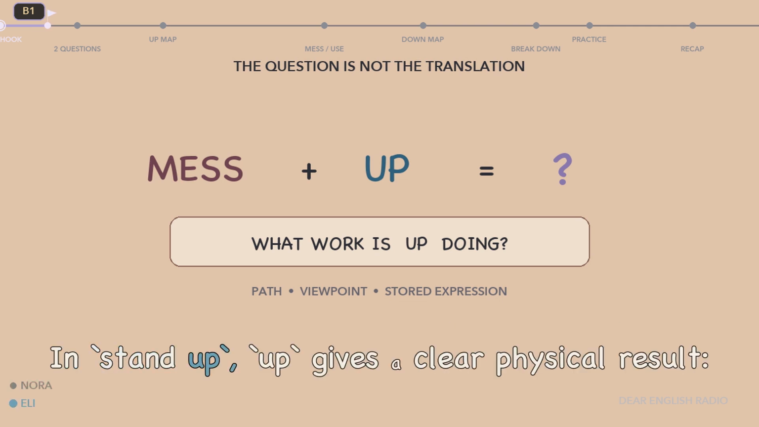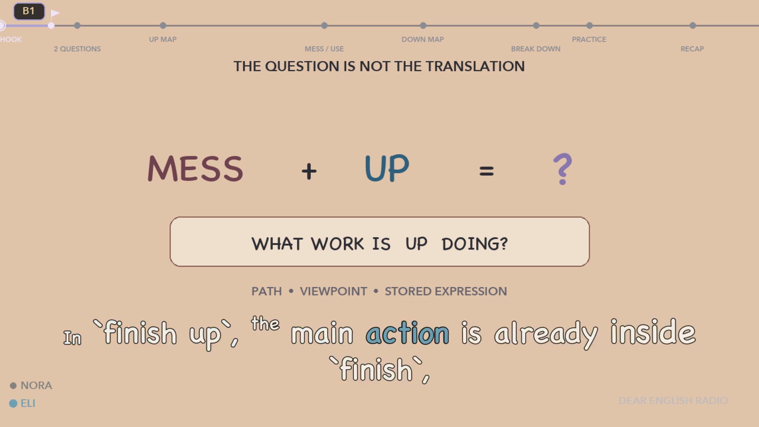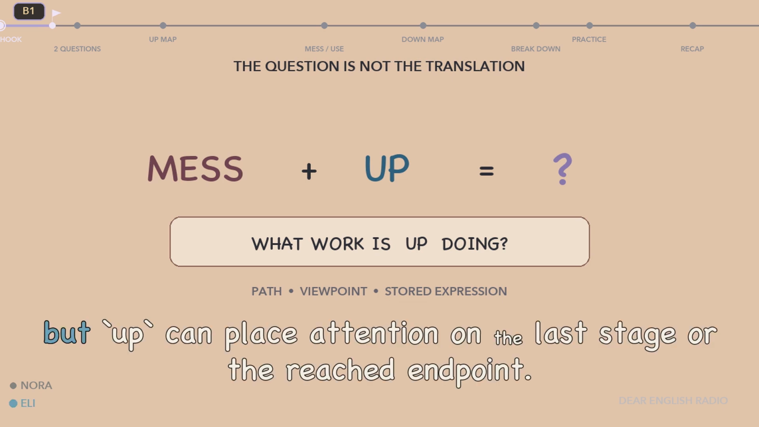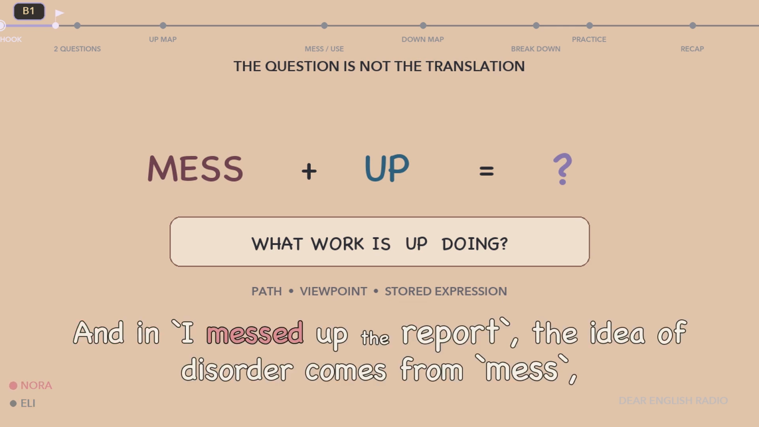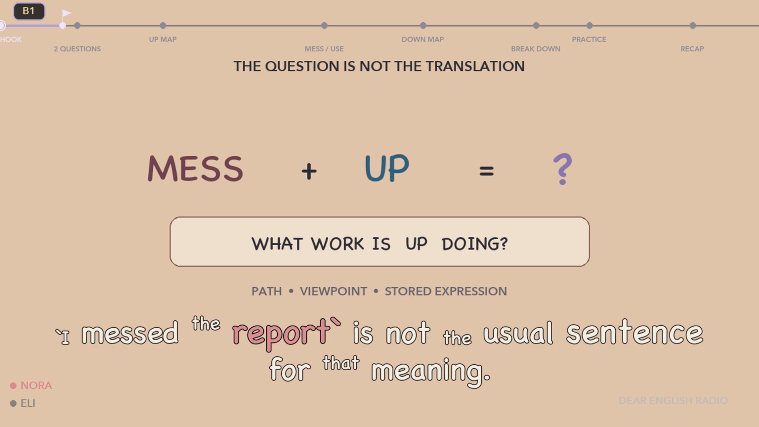Standing up gives a clear physical result. The body becomes upright. In "finish up," the main action is already inside finish, but up can place attention on the last stage or the reached endpoint. And in "I messed up the report," the idea of disorder comes from mess, but the whole expression is the normal way to say that an action produced a bad result. "I messed the report" is not the usual sentence for that meaning.